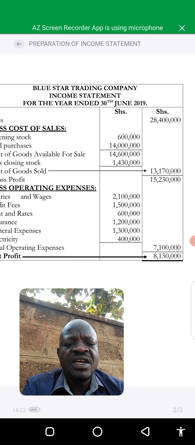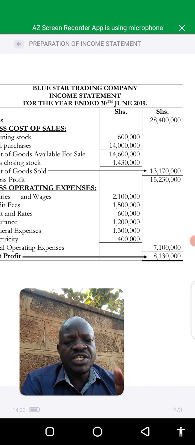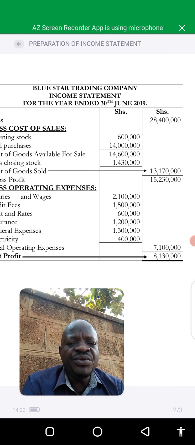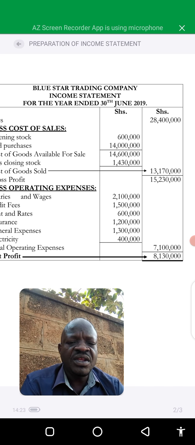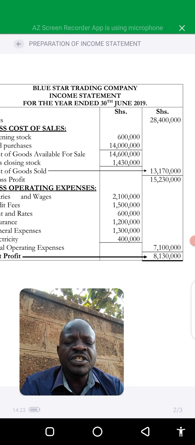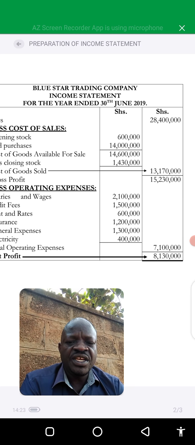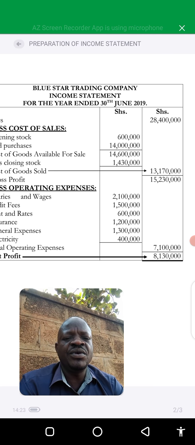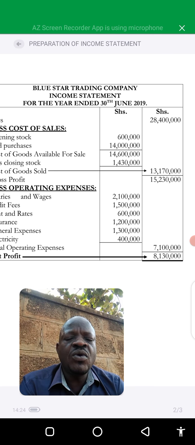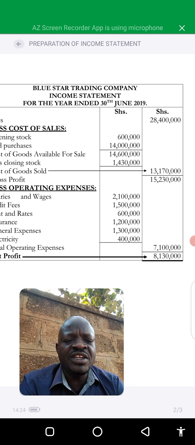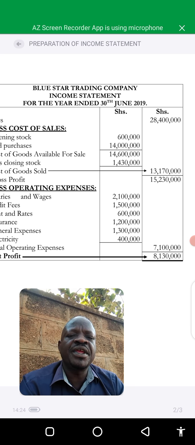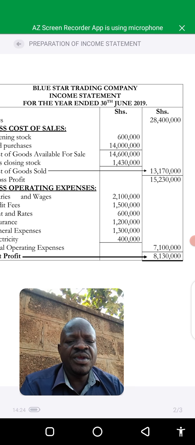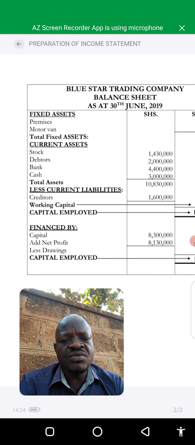In exams, sorry for the camera shaking. In exams, there is no need for you to show these arrows. Don't show them. I'm just putting them there for you to see the figures you are referring to. Therefore, that's what we call an income statement. And as I told you, at different levels we call them statement of comprehensive income for the year ended 30th June 2019. We can continue.